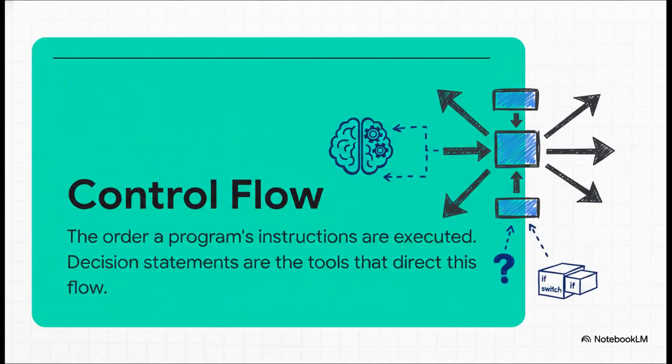And this whole process, this secret sauce, it has a name. It's called control flow. It's what lets a program adapt and react to different situations. Without control flow, every single program would do the exact same thing every single time you ran it. The tools that let us direct that flow, well, those are our decision-making statements.